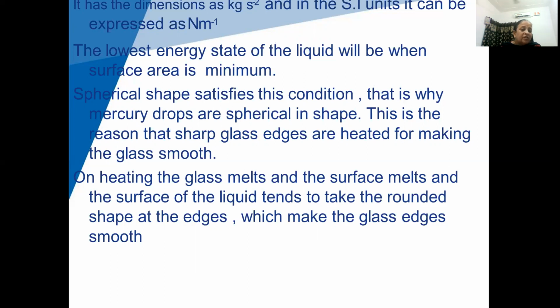This is the reason that sharp glass edges are heated for making the glass smooth. On heating, the glass melts and its surface melts, and the surface of the liquid tends to take a rounded shape at the edges, which makes the glass edges smooth. Similarly, we can explain rise or fall of liquid in a capillary with the help of surface tension.